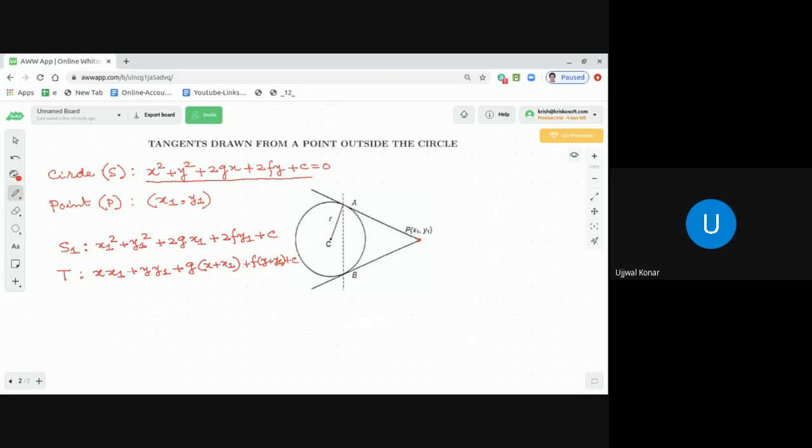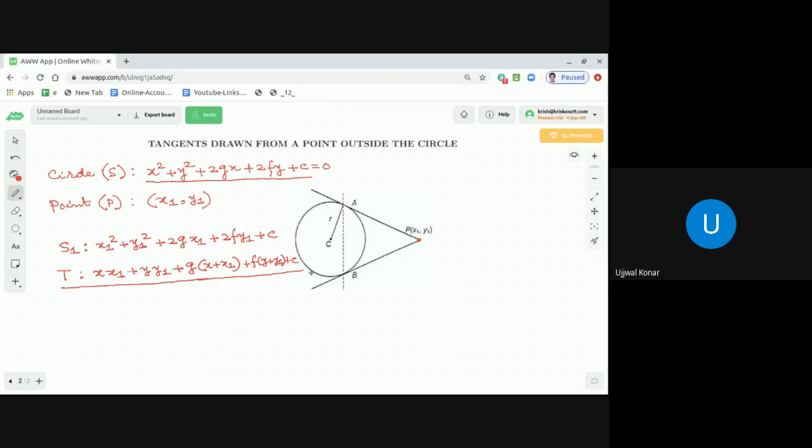Point is not on the circle. How can you find the equation of the tangent? But the point is not on it. Just to not get confused, I'm just saying this statement. Whatever T you see, dear students, the T is an expression. And how to derive that expression?